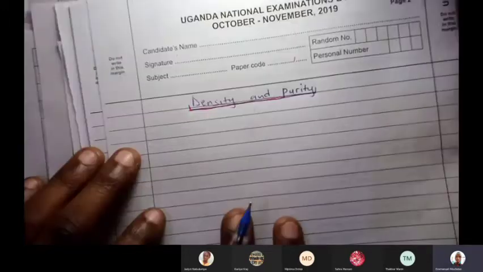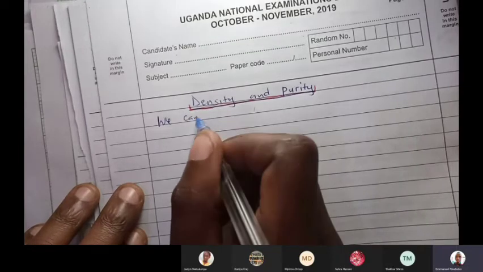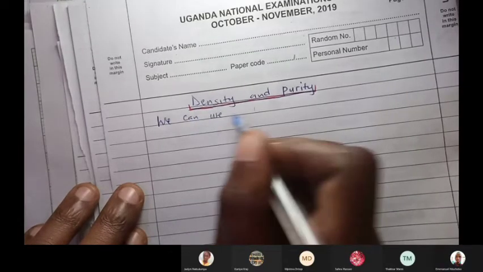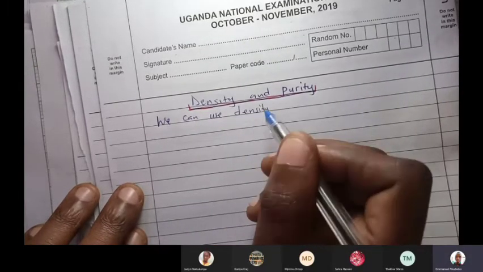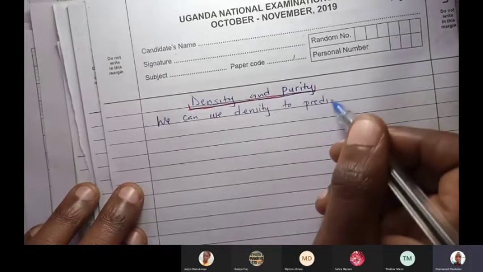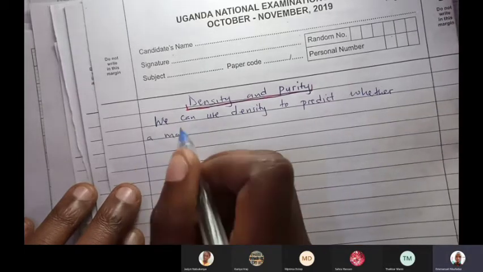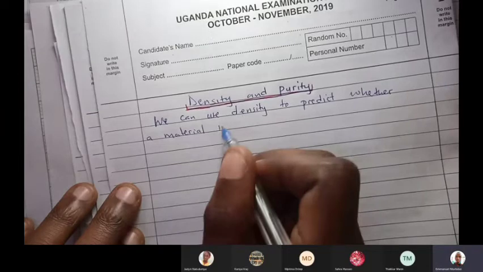Okay, so let us begin writing that we can use density. We can use what? Density to predict whether a material is pure or not.